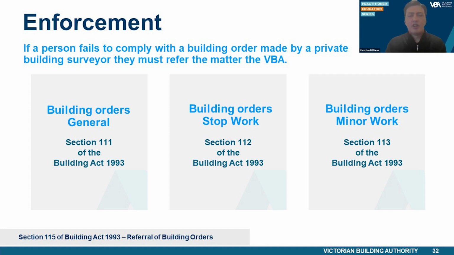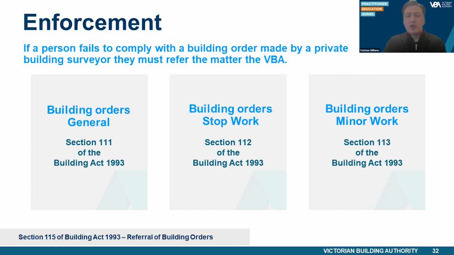According to Section 115 of the Act, the RBS must refer the building order to the VBA within 14 days after the final date for compliance specified in the building order. Once all the correct information is received by the VBA, the building order will be assessed. During the assessment, the VBA takes into account applicable legislation, regulations, and specific requirements that make the order enforceable. If we're unable to take further action on the referral, we will again write to the RBS explaining why the referral is unenforceable. Only valid building orders referred to the VBA will be considered for enforcement.